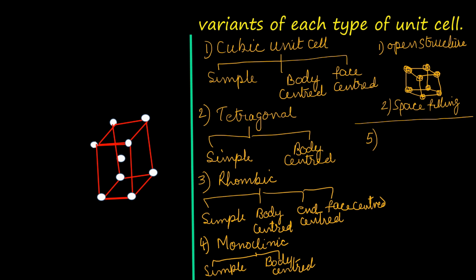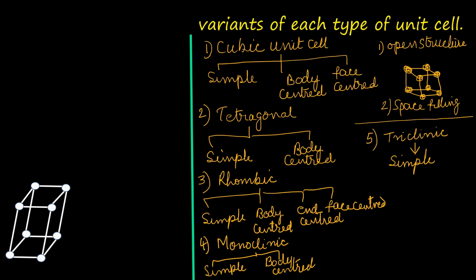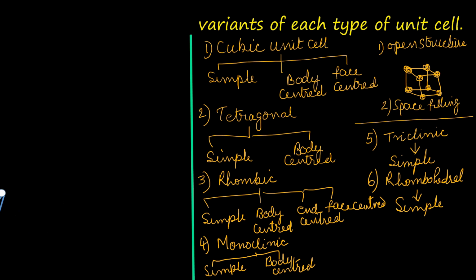Now variants of the fifth type of unit cell, the triclinic unit cell. This is the most unsymmetrical of all the different 7 types of unit cells, and the cubical cell is the most symmetrical. In this type there is only 1 type and that is simple. Let us see that. So this is the triclinic simple type. Sixth one, rhombohedral, and there is 1 type only in this and that is also simple type. This is the simple rhombohedral type.